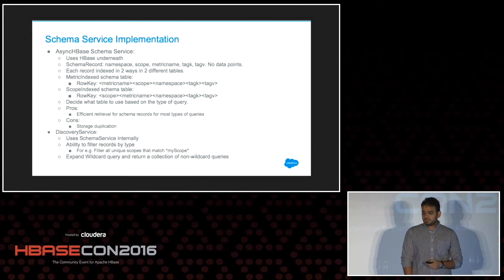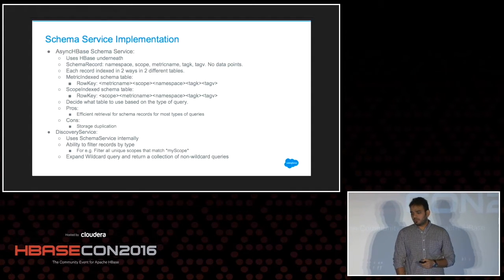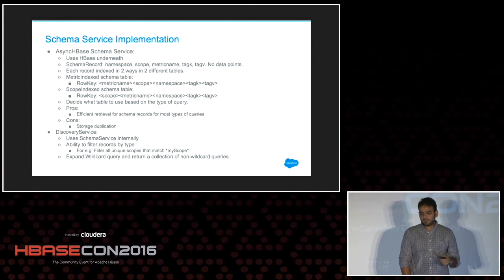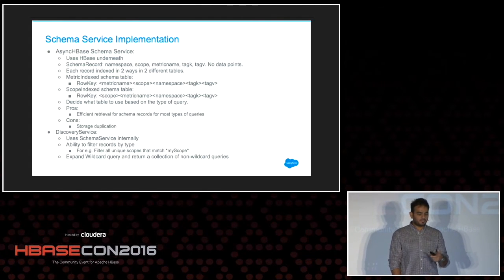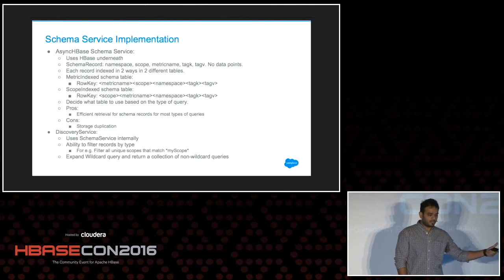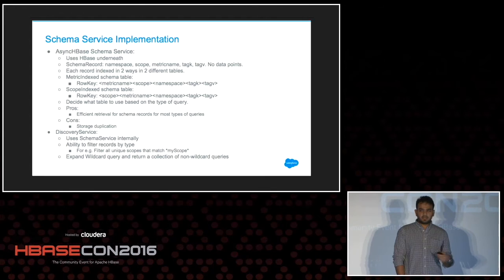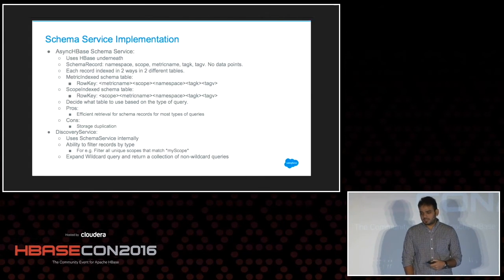For the implementation, we use HBase to store all the metadata for metrics. Each record is plain and simple. It's a denormalized version of the metric, and each metric in Argus has namespace, scope, metric name, tag key, and tag value. The data points are stripped off because there's no need for them. It's just the metadata that we are interested in.